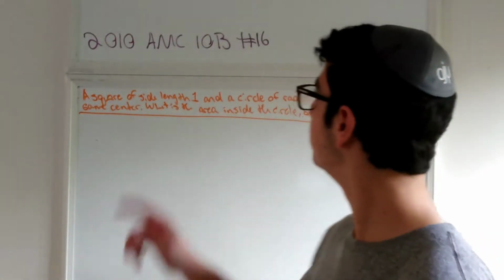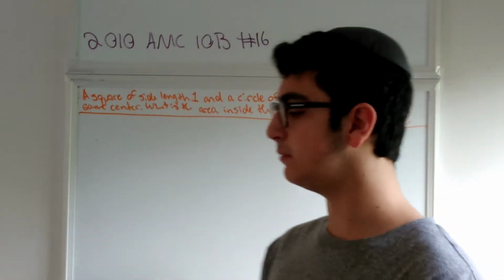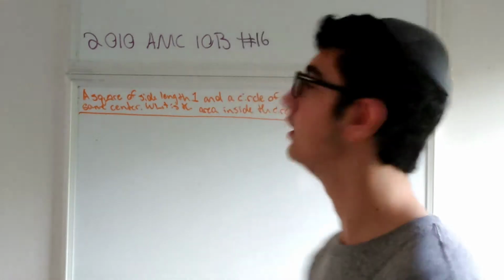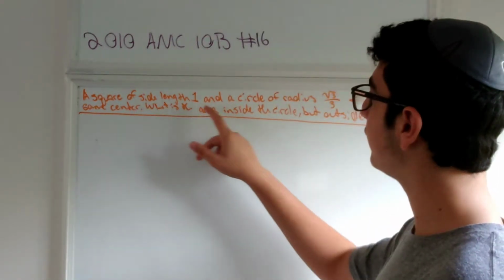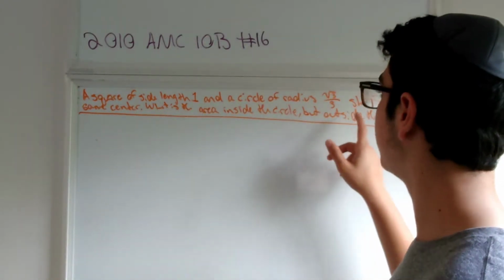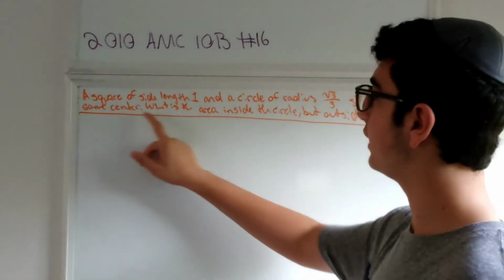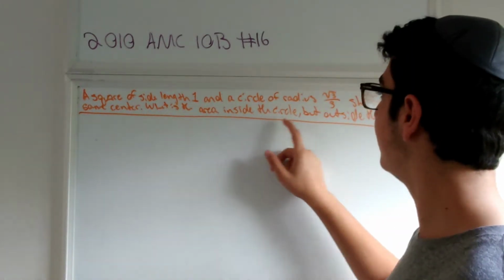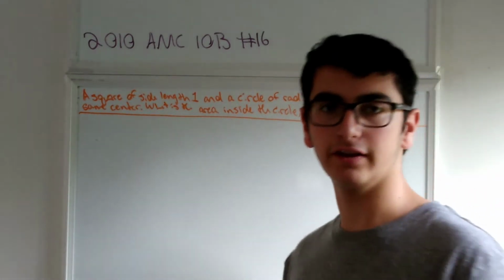In this video, I will be showing you the 2010 AMC 10B number 16. A square of side length 1 and a circle of radius square root of 3 over 3 share the same center. What is the area inside the circle but outside of the square?